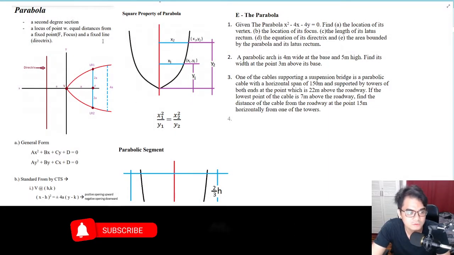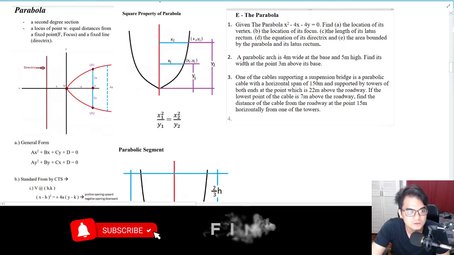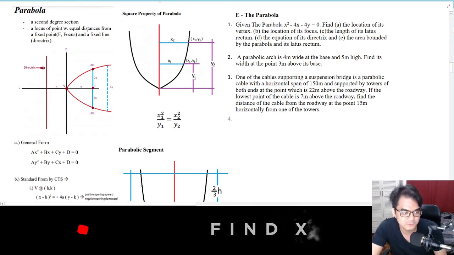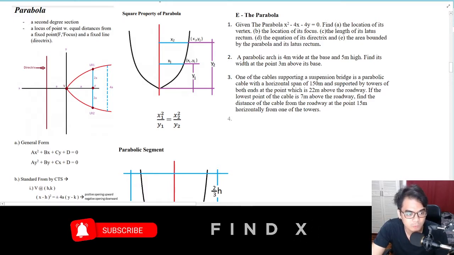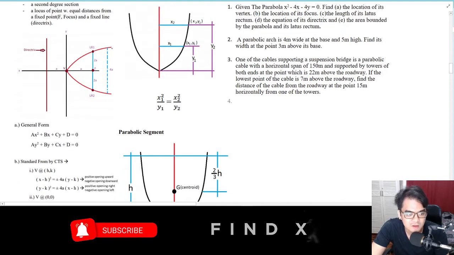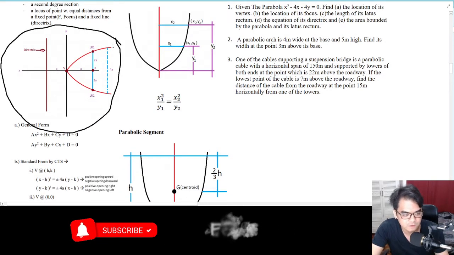This is the parabola. A parabola is a second degree section, or a conic: a locus of points with equal distances from a fixed point F, or focus, and a fixed line. That fixed line is the directrix. For example, we have a drawing of a parabola here.